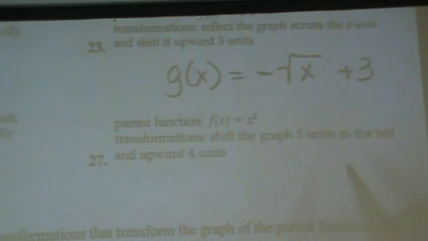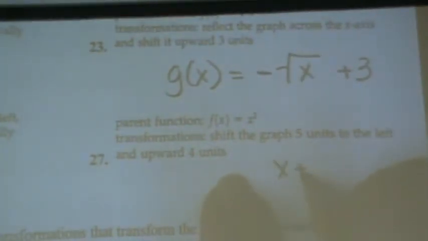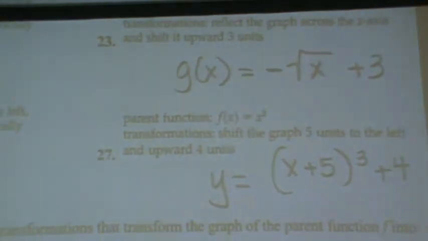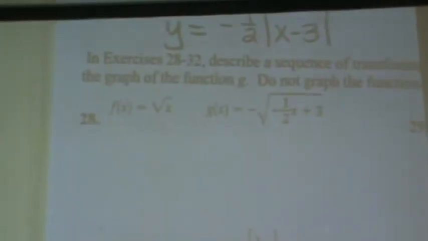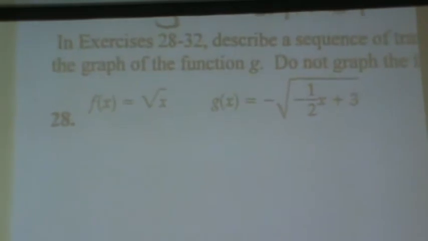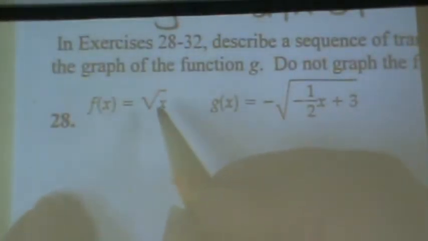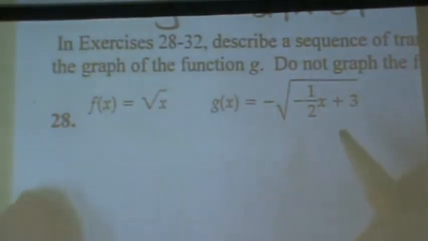In 27, you want to go 5 units to the left. So it would be x plus 5, and this would be cubed, and you want to go up 4, so plus 4, and that's all you do for that one. For 28, 29, 30, and 32, they're asking you to describe the transformations. Given this is the parent function, how do you go from here to here? And you want to do them in order.